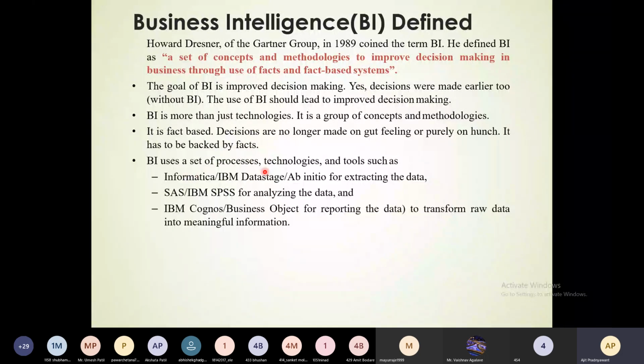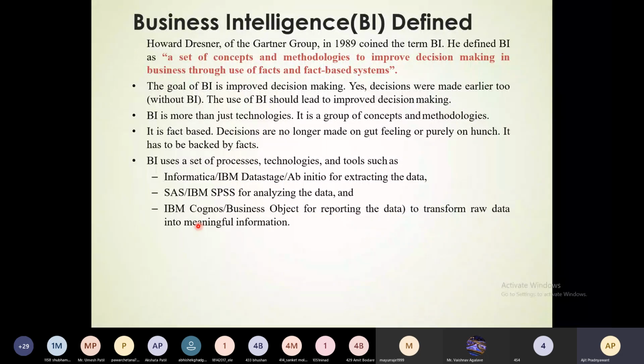BI uses a set of processes, technologies, and tools such as Informatica, IBM DataStage, Ab Initio for extracting the data, SAS, IBM SPSS for analyzing the data. So these are some of the software used to do the business process. IBM Cognos, Business Objects for transforming raw data into meaningful information. So these are some of the software that are used in business intelligence.